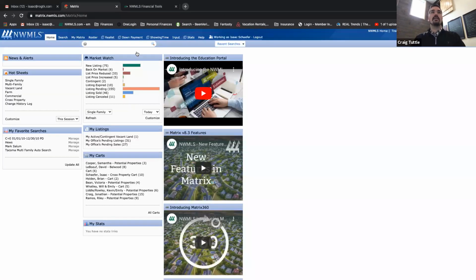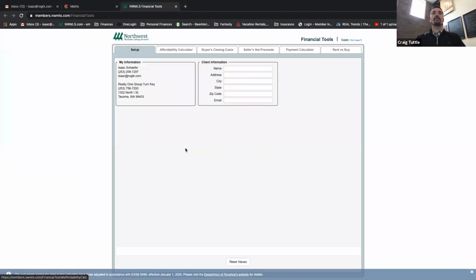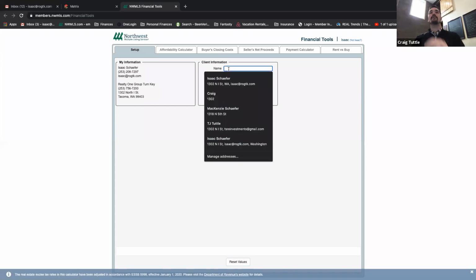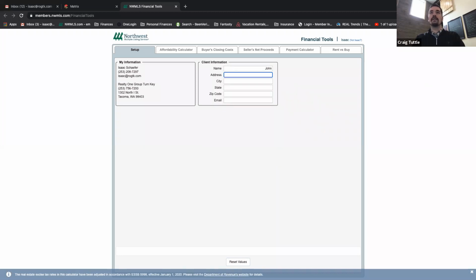So anyways, I'm on the front page of Matrix, and right up here in the top right corner it says financial tools. When you click that, there is the affordability calculator, the buyer's closing cost calculator, seller net proceeds, payment calculator, and rent versus buy. I'm going to walk through this really quick. You can start by putting the name of whoever the client is.